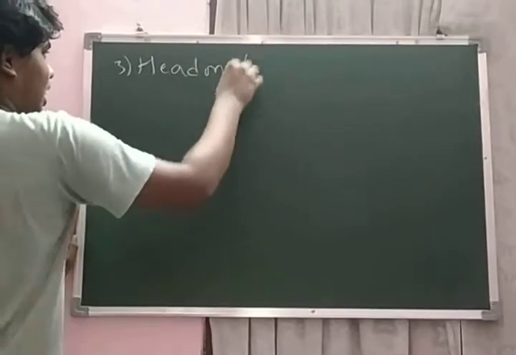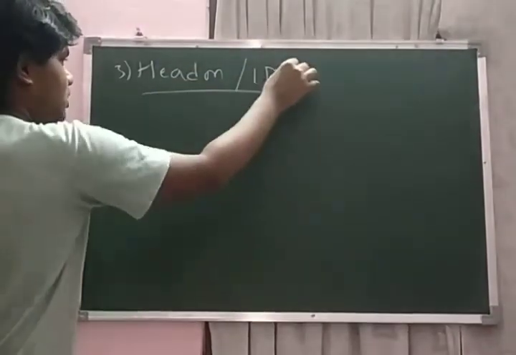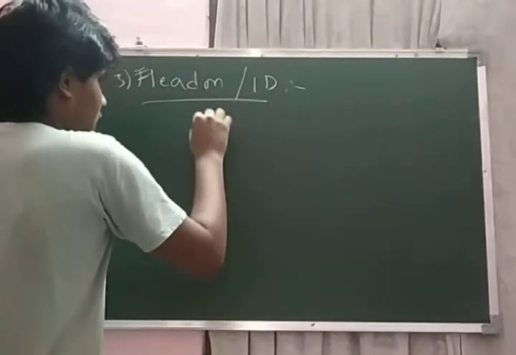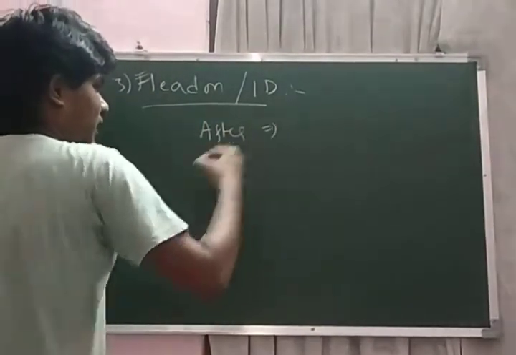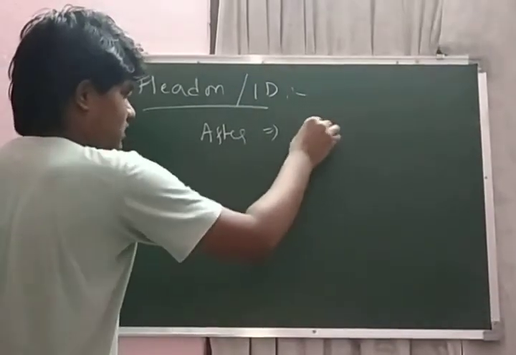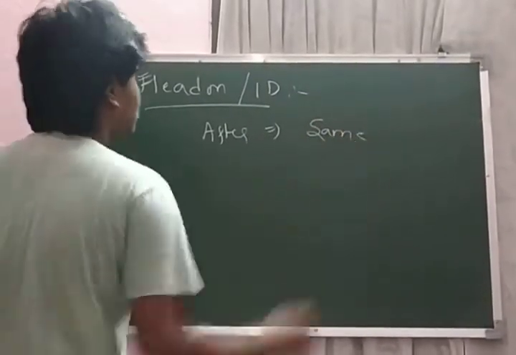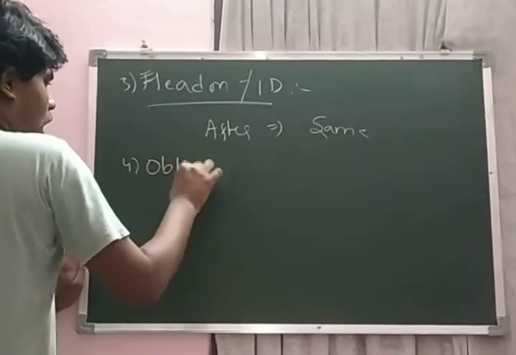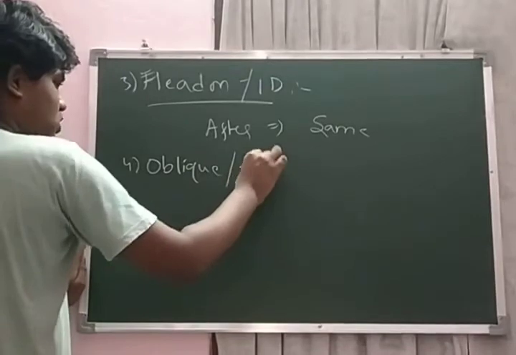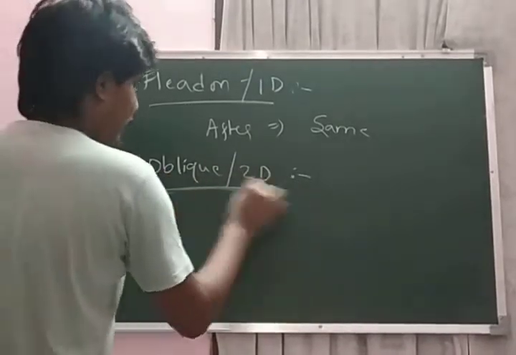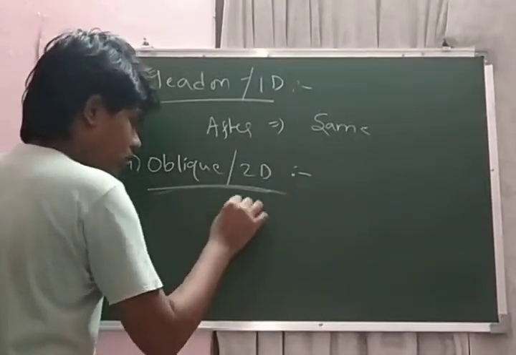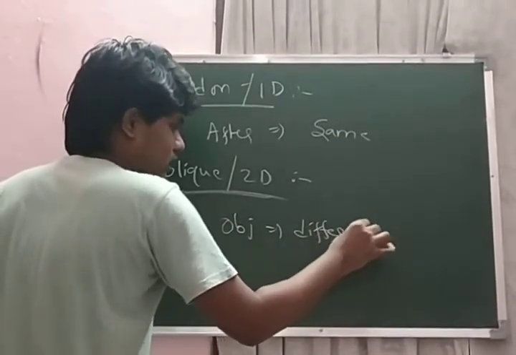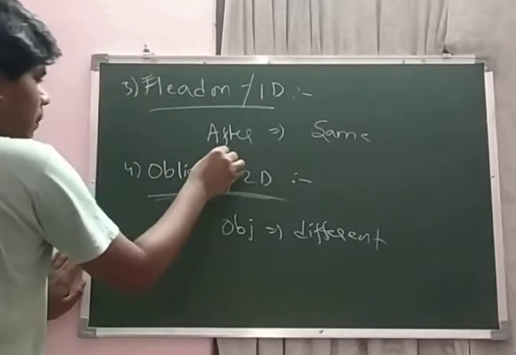Third one, head-on collision. Head-on collision is also called one-dimensional collision. So what is head-on collision? After collision, if both particles move in the same direction, then this is called head-on collision. Whereas oblique collision is also called 2D collision. If after the collision both objects move in different directions, then that collision is said to be an oblique collision.